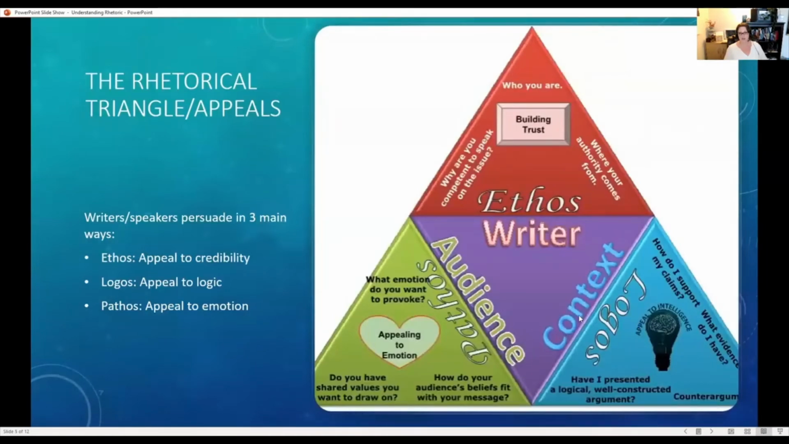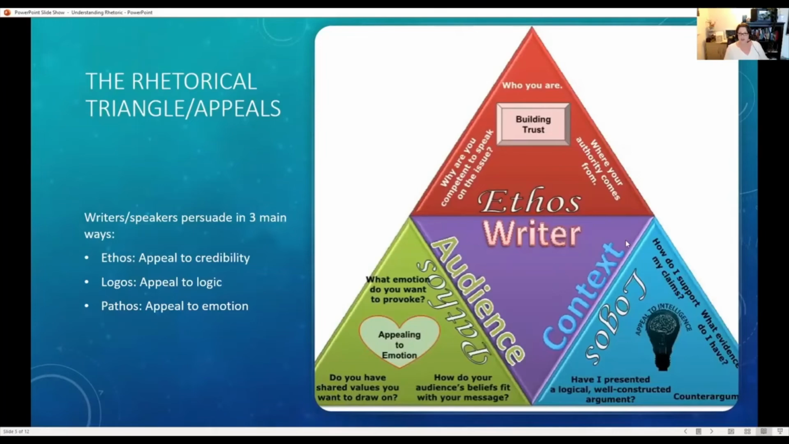Here they use context instead of subject, but you see that writer and ethos are related. And there are some questions here. Who are you? As a writer, you're building trust and you are establishing authority or establishing credibility. So ethos is a very important thing for you as a writer. Why are you confident to speak about the issue?